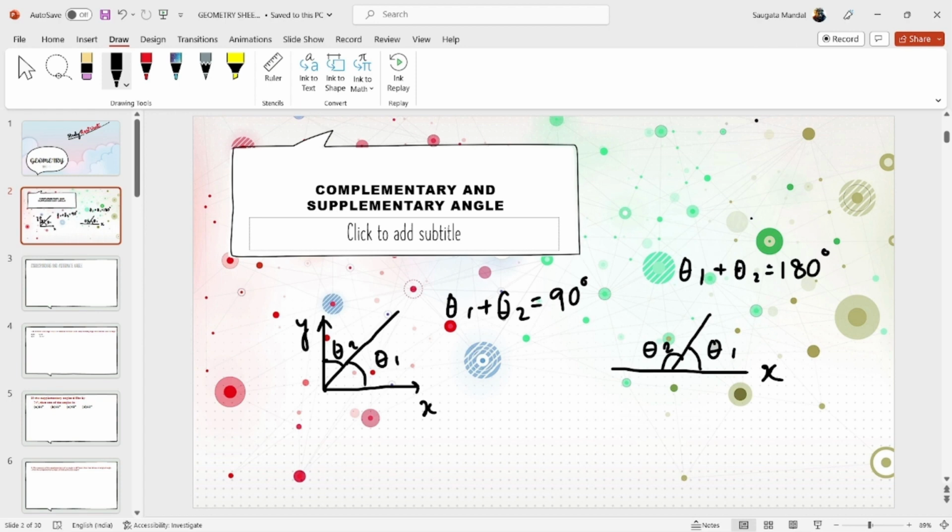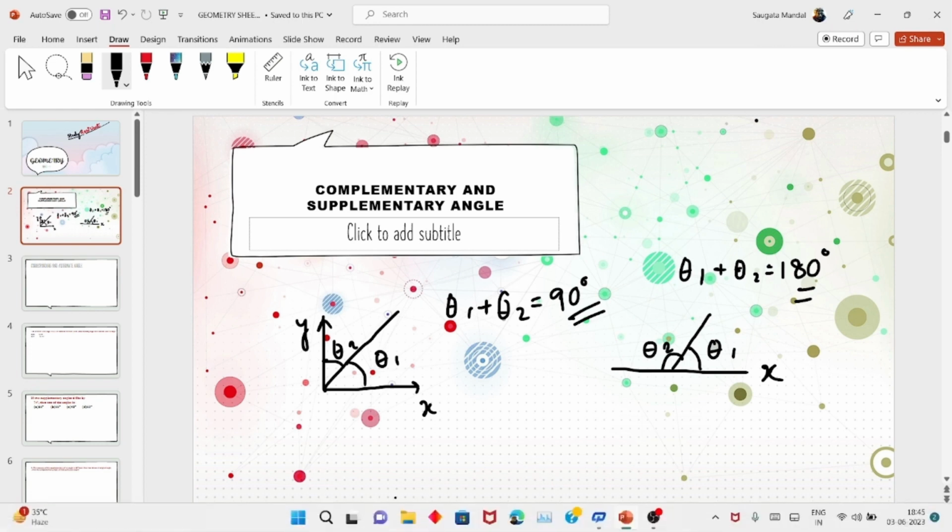Is it clear to all? I think it is clear to all. When the sum of two angles theta 1 and theta 2 is equal to 90 degree, then it is called complementary angle. And when the sum of two angles theta 1 and theta 2 is equal to 180 degree, then it is called supplementary angle.